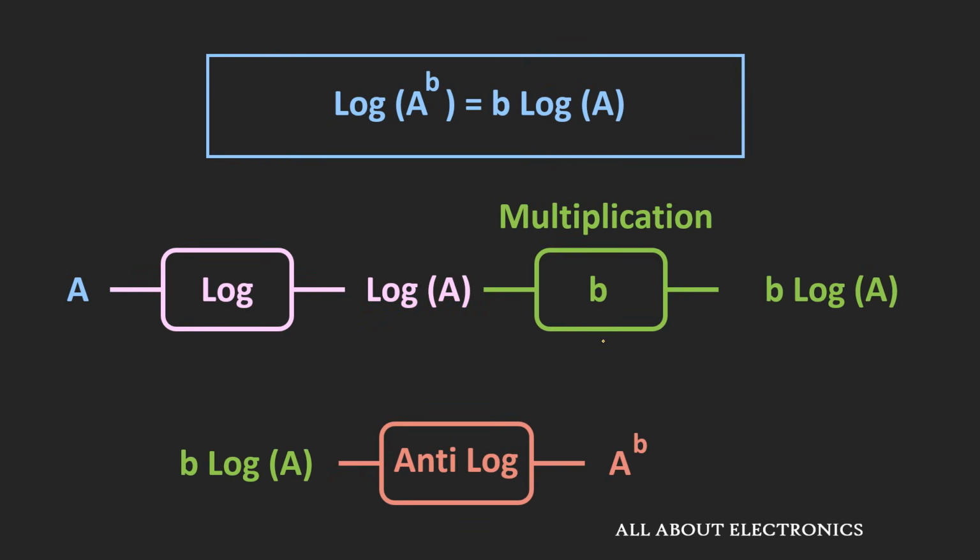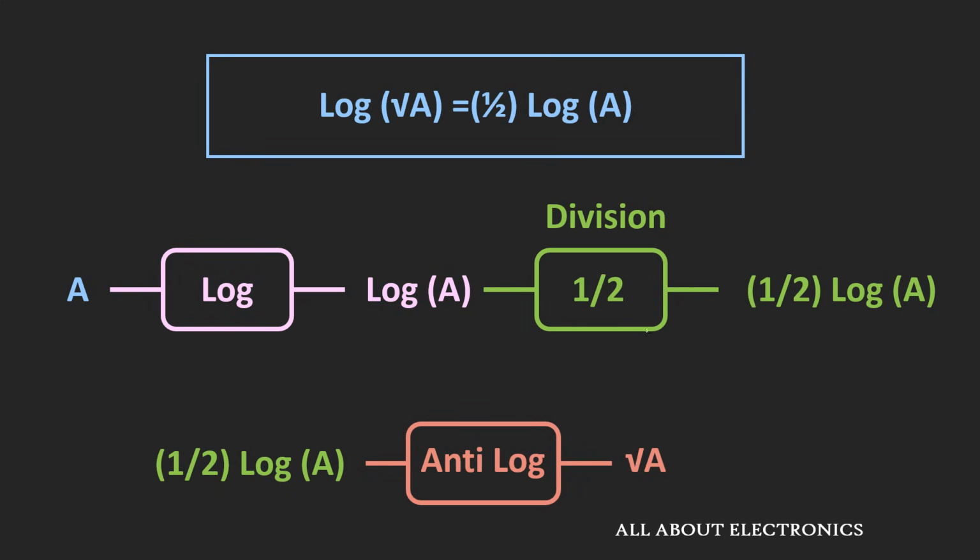For example, let us say you have a signal A, and if you pass this signal through the logarithmic amplifier followed by the scaling circuit which scales the input by, let's say, some factor B, then the output of this circuit will be equal to B times the log of the signal A. And if we pass this signal through the anti-log amplifier, then we can raise the original signal to the power of this scaling factor.